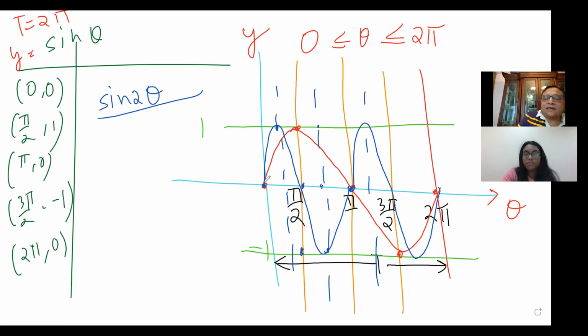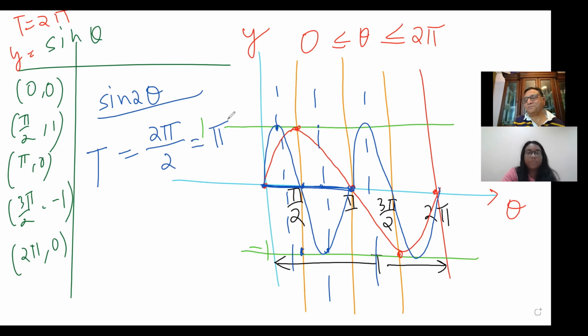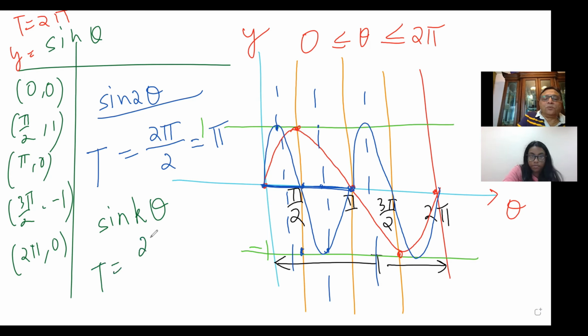So what is now one cycle for you? We know one cycle time period for this is half of 2 pi, which is 2 pi divided by 2, which is pi. Is that okay? If I have an equation which is sine k theta, what is the time period? 2 pi by k. So the time period becomes 2 pi by k, and all of the other things we have just kept the same.